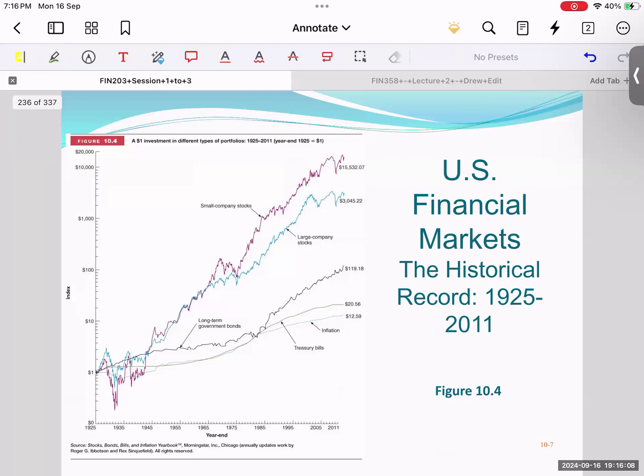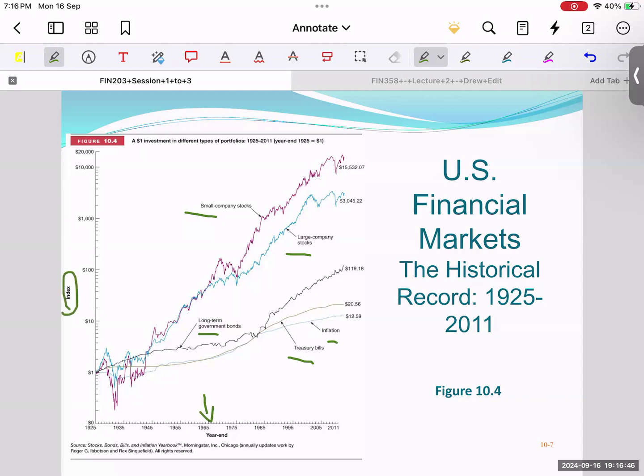So in the next few slides, there are quite a few graphs. They are not really important, they are just to illustrate a point to you. This graph is purely for illustration. You have various kinds of stocks: small companies, large companies, inflation, treasury bills, and long-term government bonds. On the x-axis, you have the number of years, and the index is basically the price.